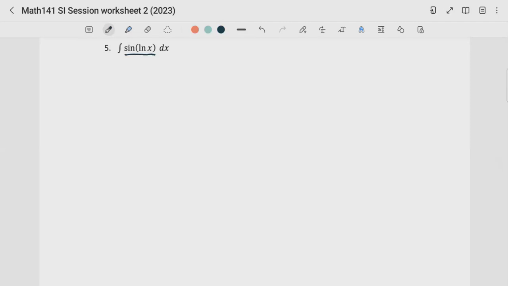We are now looking at the integral of sine of ln of x, right? And what I was asking is, what substitution do you think we can use there in terms of integration by parts? So what would you suggest as a substitution? So what is our u and what is our dv?